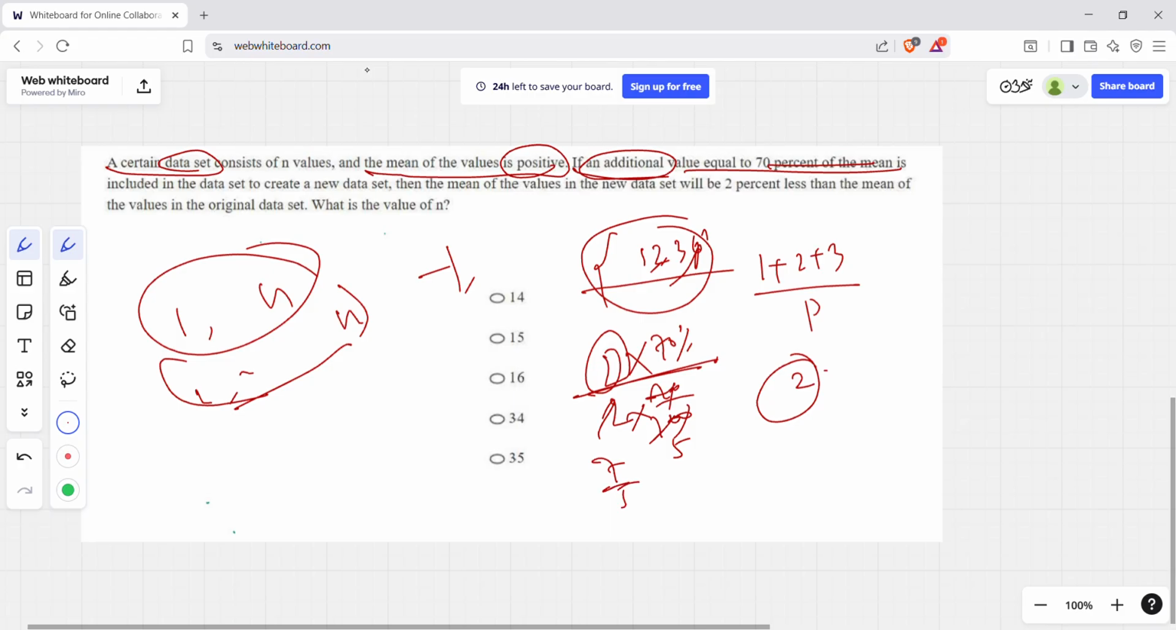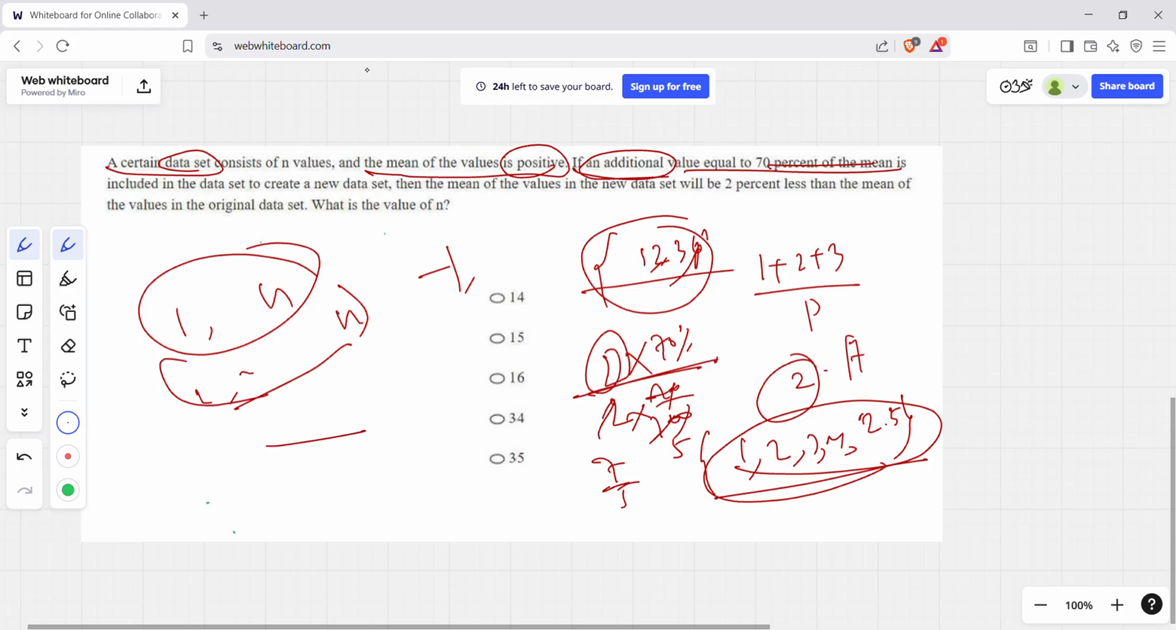You have to find out the new data. So this is your 1, 2, 3, and 7 by 5, which is how much? It approximately gives you 2.5. So this is your new data. The new data set has 4 values. If you add them up as S and then divide by n plus 1, because you have 3 plus 1, this is your new data.